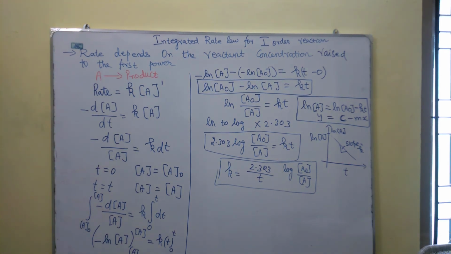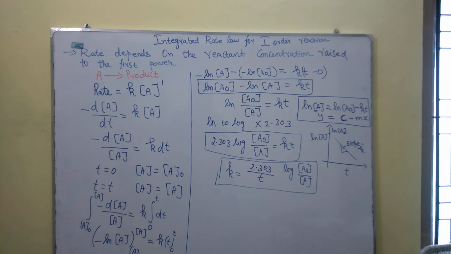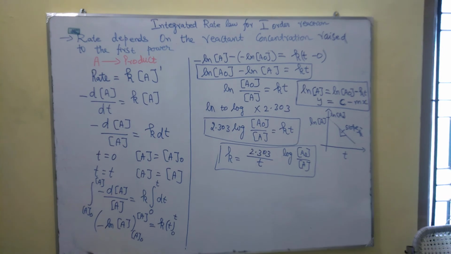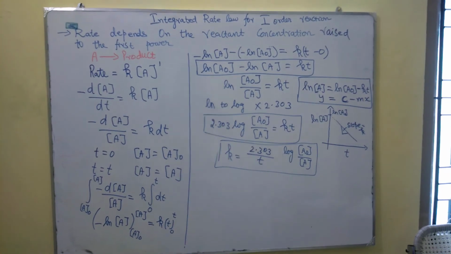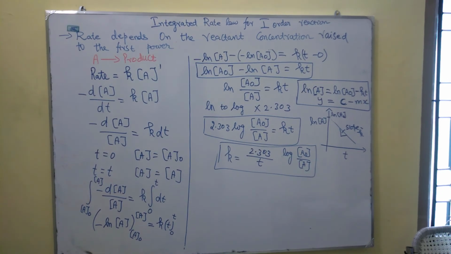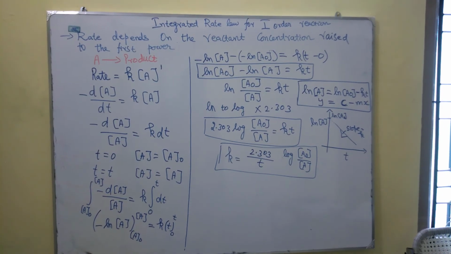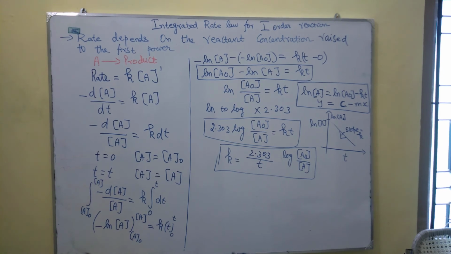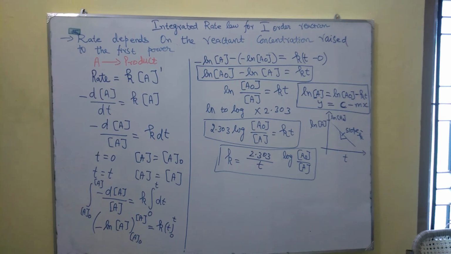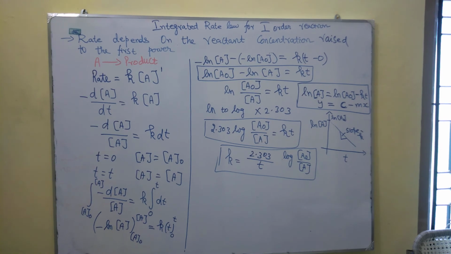We know the unit of the first order rate constant is per second. This derivation gives you the rate law for the first order expression: k is equal to 2.303 divided by t log A0 by A, or ln A is equal to ln A0 minus kt, which is a straight line equation. The graph drawn between ln A versus time will give you the straight line equation. So these are the things we have to know in the integrated rate law of first order reaction.